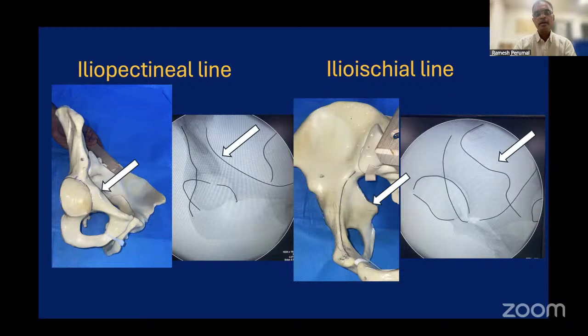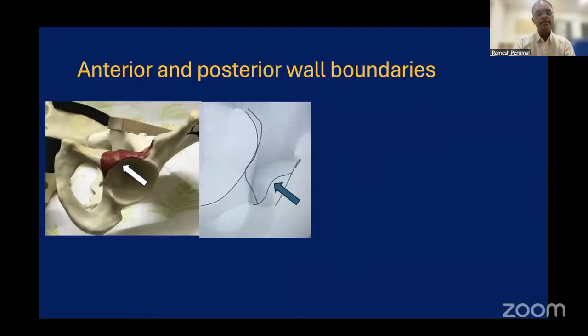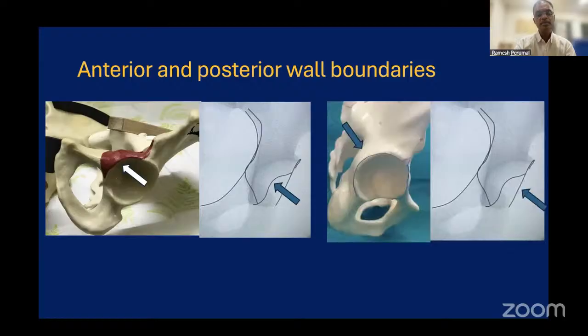So when I take the ilioischial line, it appears as a curved line, but when it's taken AP, it appears more or less like a straight line because of the obliquity. And when you take the anterior and posterior wall boundaries, you can see the anterior wall is very much anteverted, and you see it in the bone model and also in the CT picture of the model. And in the posterior wall, you can see it is more or less like a vertical view in an obturator view. So these are all the boundaries of the anterior and posterior wall.